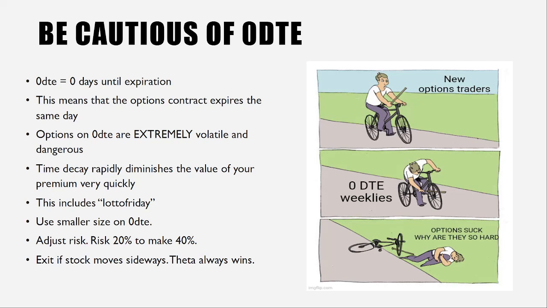So why are they dangerous? The time decay rapidly diminishes the value of your premium very quickly. This includes Lotto Friday, which is very popular on social media. When we play zero DTE, we want to use less size, and we have to adjust our risk to reflect this volatility. If you are risking 10% to make 20%, but you're playing zero DTE, you may want to adjust to risk 20% to make 40%. Does that make sense? And if the stock moves sideways, just get out. Theta is going to burn you. It's going to kill your contract.